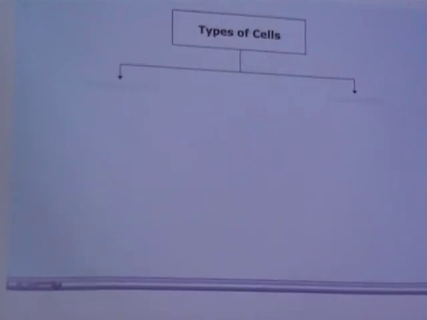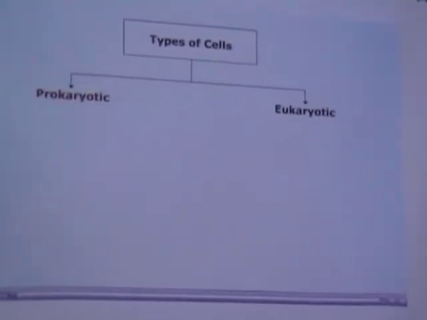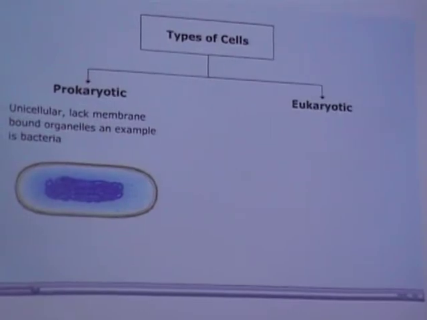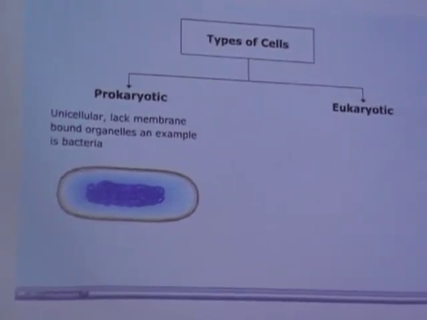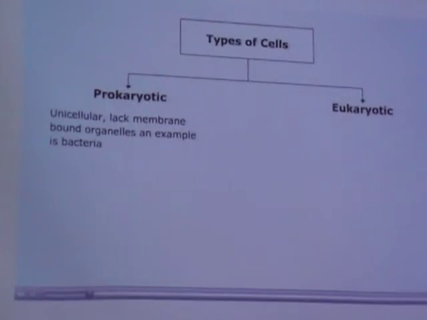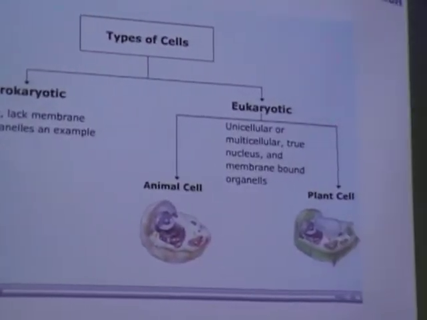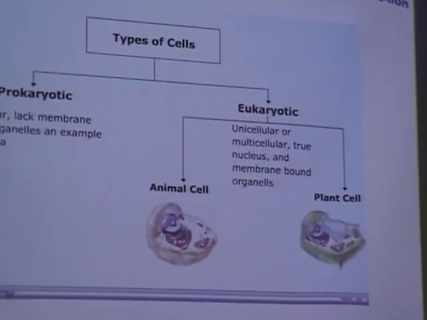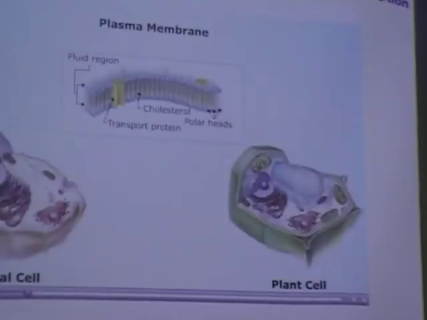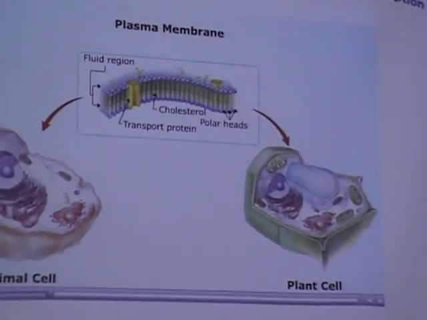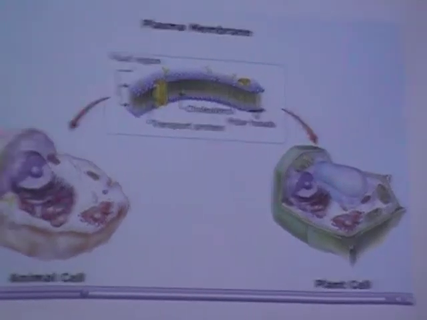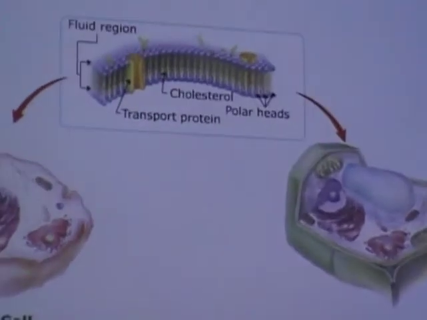Here's a little introduction. Prokaryotic cells are unicellular organisms, like bacteria, that lack internal, membrane-bound structures. Eukaryotic cells, like plant and animal cells, are unicellular or multicellular organisms that contain a true nucleus and membrane-bound organelles. Let's examine the organelles in plant and animal cells more closely. The cell is protected from the outside environment by a plasma membrane, a flexible boundary that controls the movement of materials into and out of the cell.